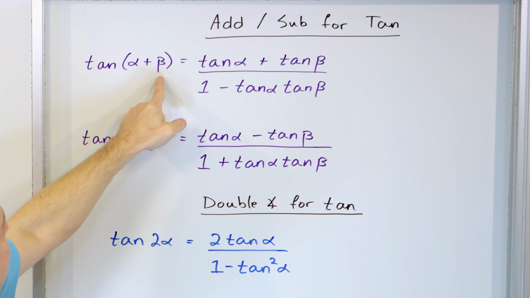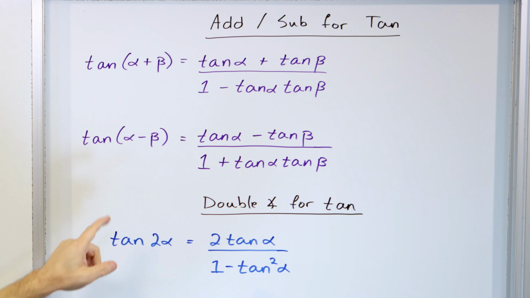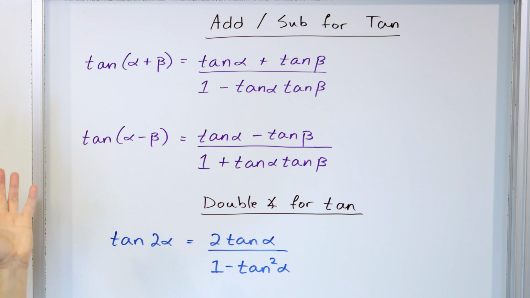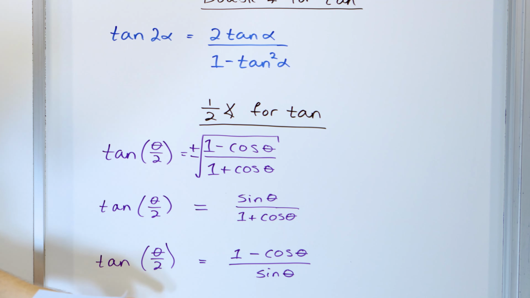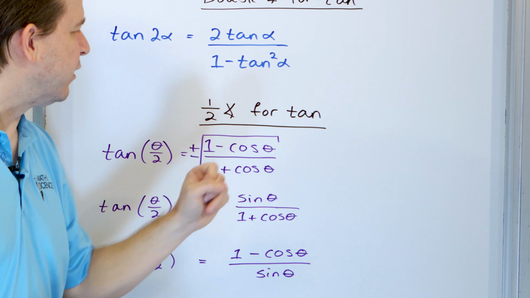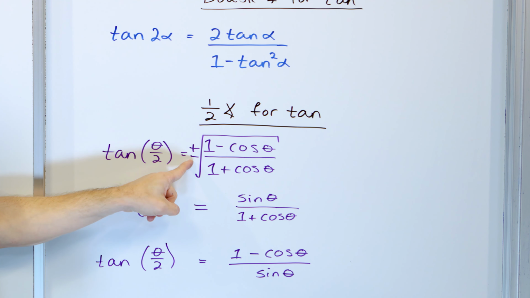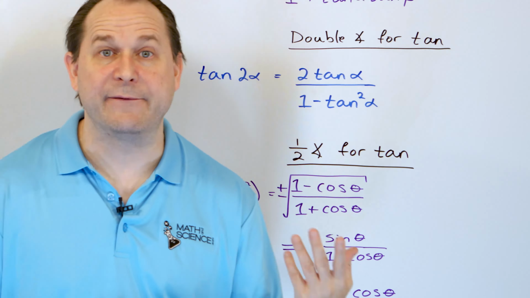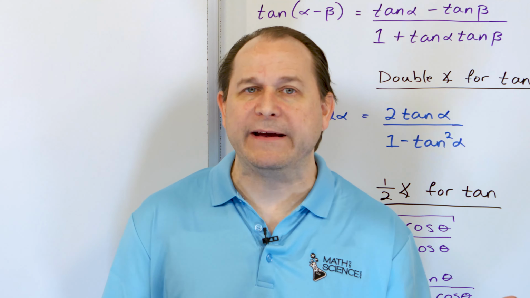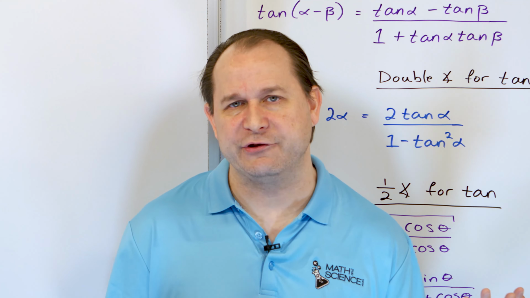If you have tangent of two angles added together, you'd use this expression. The tangent of two angles subtracted from each other, you have this expression here. You have the double angle identity listed here on the board, and we have three different flavors of half angle identity. When you have an angle divided by 2, you have 3 different choices, and as in the past, we have plus or minus, which we have to pick the sign of based on the quadrant of the angle we're taking the tangent of, okay?